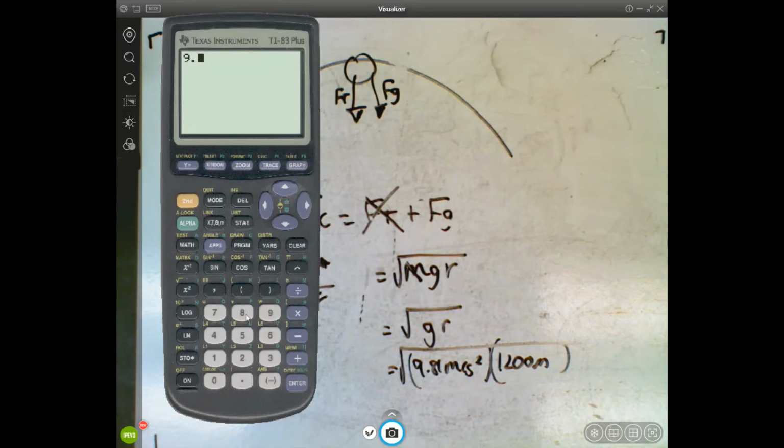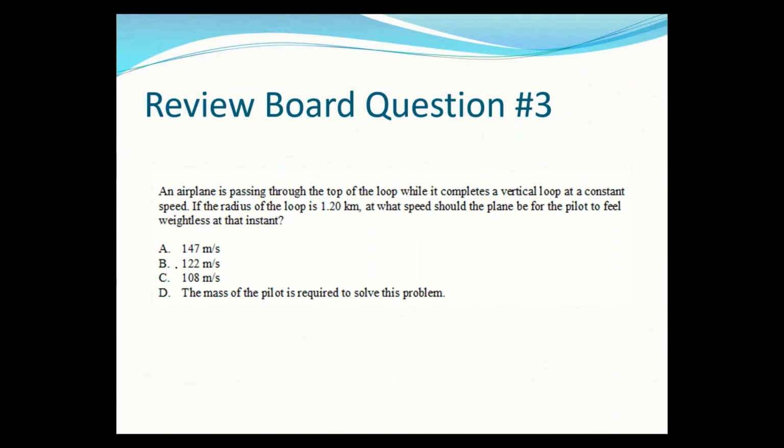So it's going to be 9.81 times 1,200. And then square root our answer. And we get 108. So C is the answer.